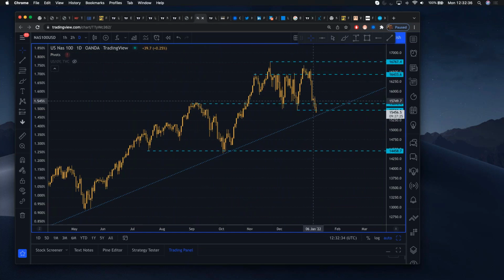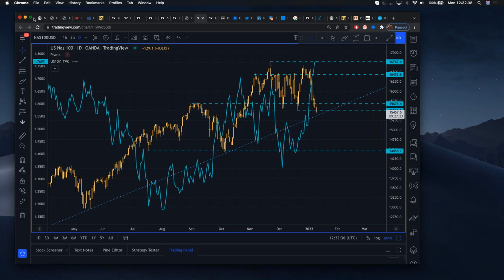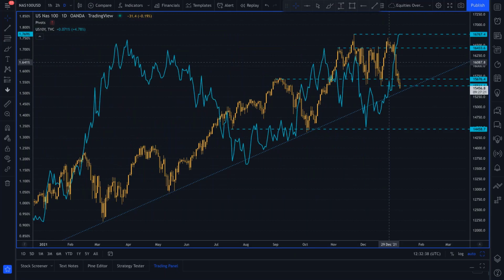Now, you can be forgiven for thinking, well, as 10-year yields have been moving higher, it's the move higher in yields which drags equity markets lower. No, it's not the case. It's the disorderly move in bond yields which is dragging equity markets lower. Because what equity investors are fearing is that the Fed is going to be hiking interest rates into slowing growth.